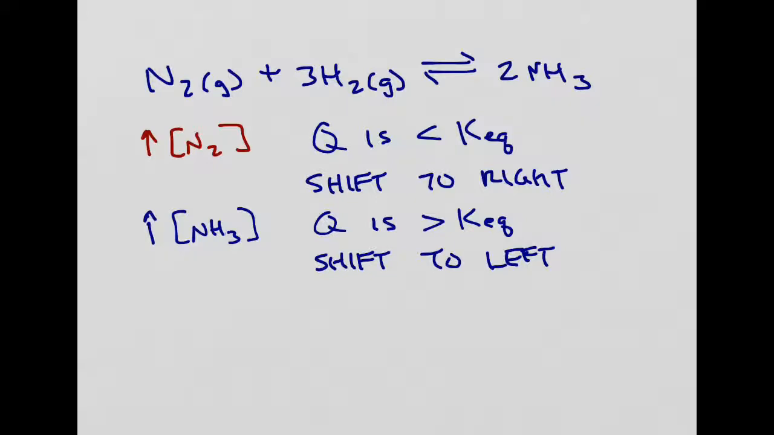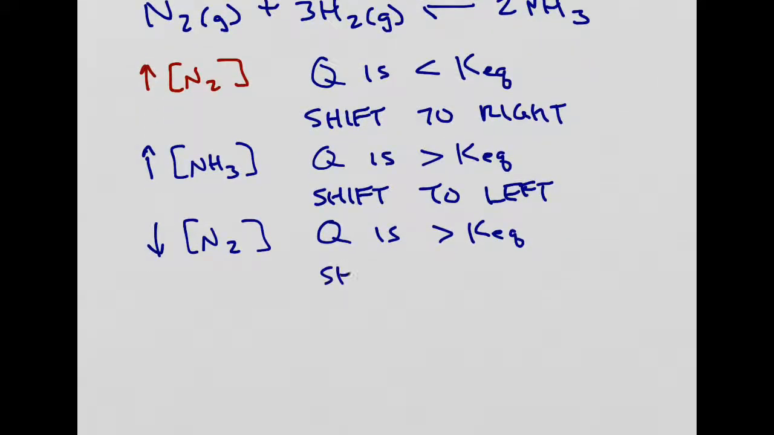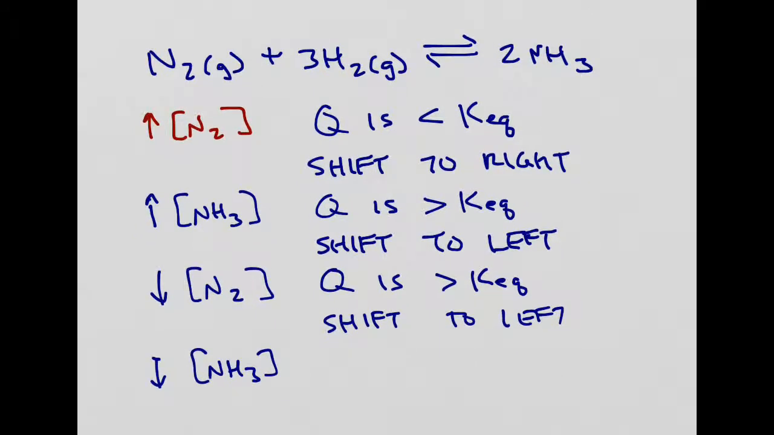Now similarly, what if I decide that instead of increasing concentrations, I'm going to decrease the concentration? And in this case, I'm going to decrease the concentration of the nitrogen gas. And when this is the case, we're going to have a Q which is going to be greater than the Keq. And when this happens, the same thing will happen as just above it. We're going to have another shift to the left. And similarly, if I decide that I'm going to lower the ammonia, in order to counterbalance this, if I remove a little bit of this stuff, then it's going to want to shift back in that direction.